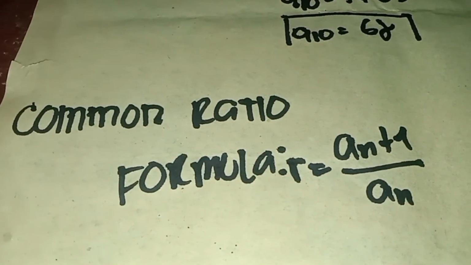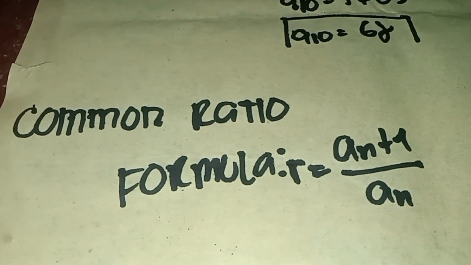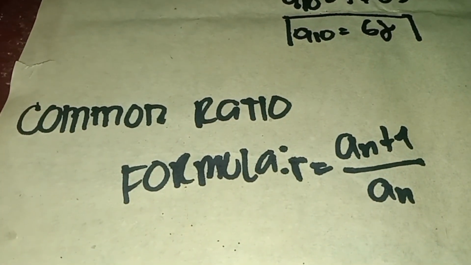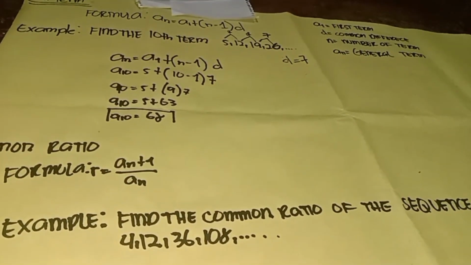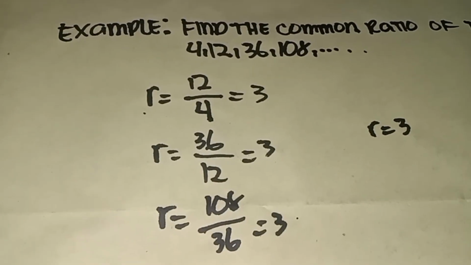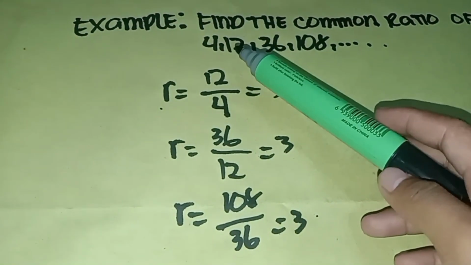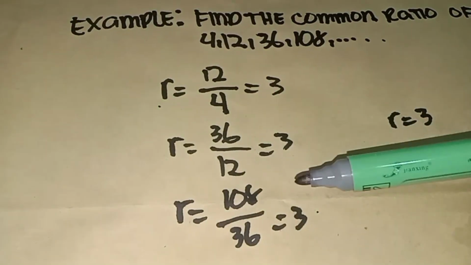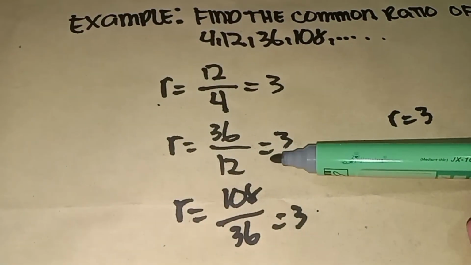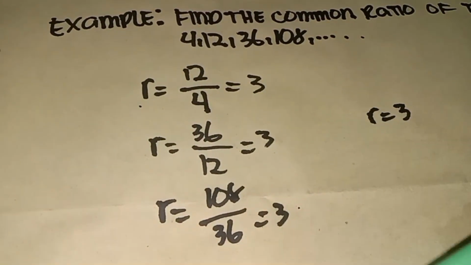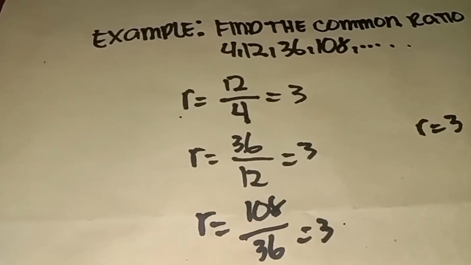Next, the common ratio. The formula for the common ratio is r equals a sub n plus 1 over a sub n. Example, find the common ratio of the sequence 4, 12, 36, 108. 12 divided by 4 equals 3. 36 divided by 12 equals 3. 108 divided by 36 equals 3. So our common ratio is 3.